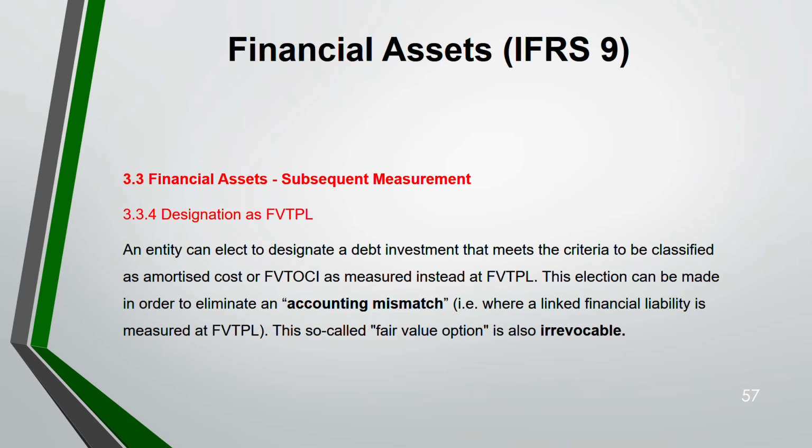Okay, accounting mismatch means, let's say, a linked financial liability is measured at profit and loss. See, a financial asset for you is a financial liability for someone else, right? So if that person is recording the financial liability through profit and loss, and you are recording your financial asset at amortized or OCI, there's an accounting mismatch, right? So in order to avoid that mismatch, you will also recognize your financial asset at profit and loss. That election is acceptable. So this so-called fair value option is also irrevocable. You can't change this election once you make it.